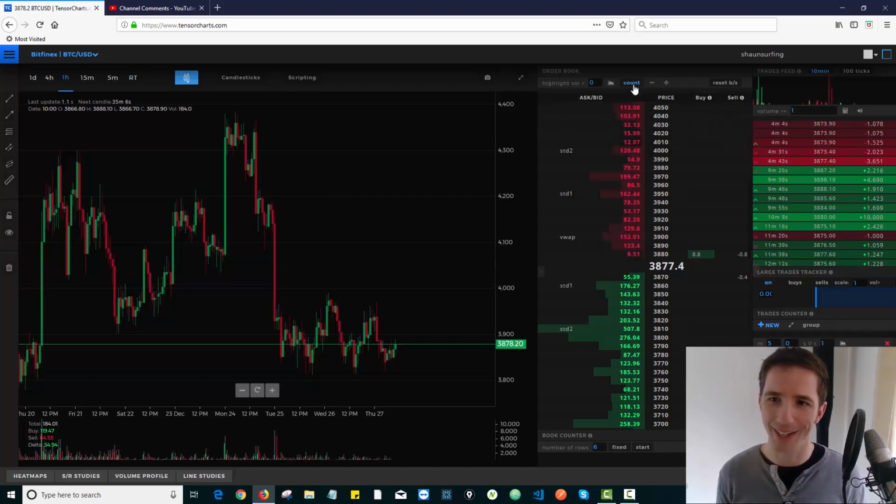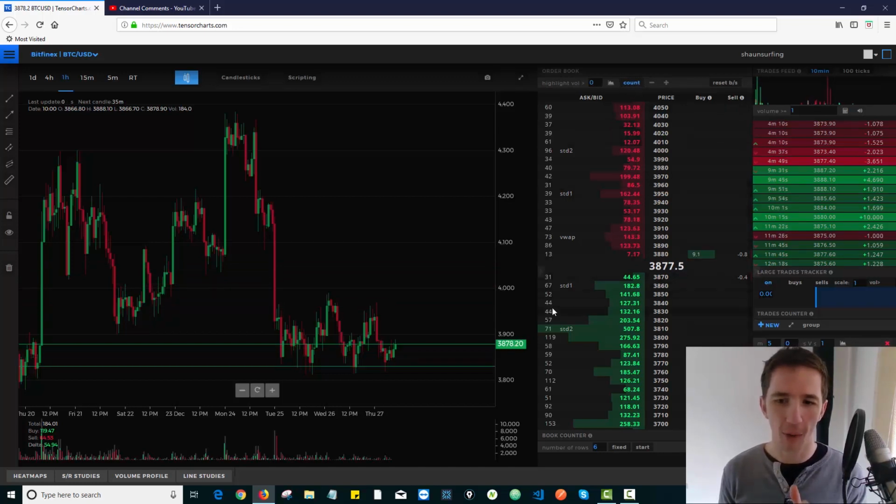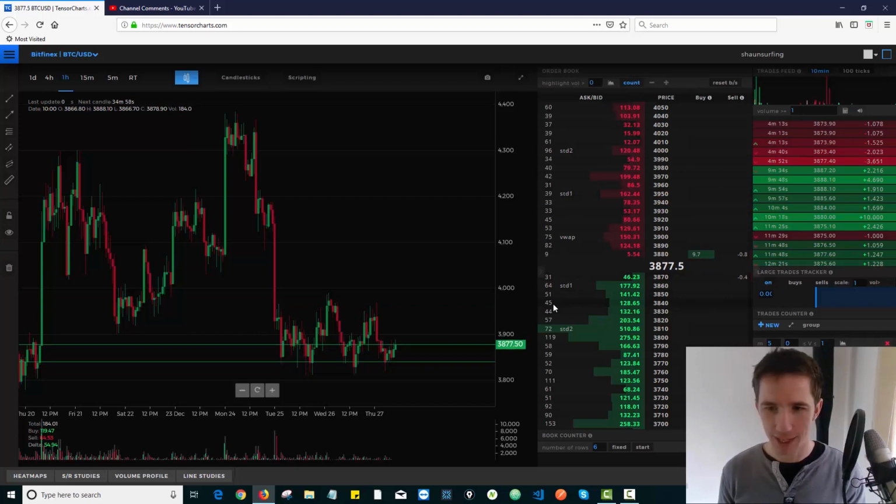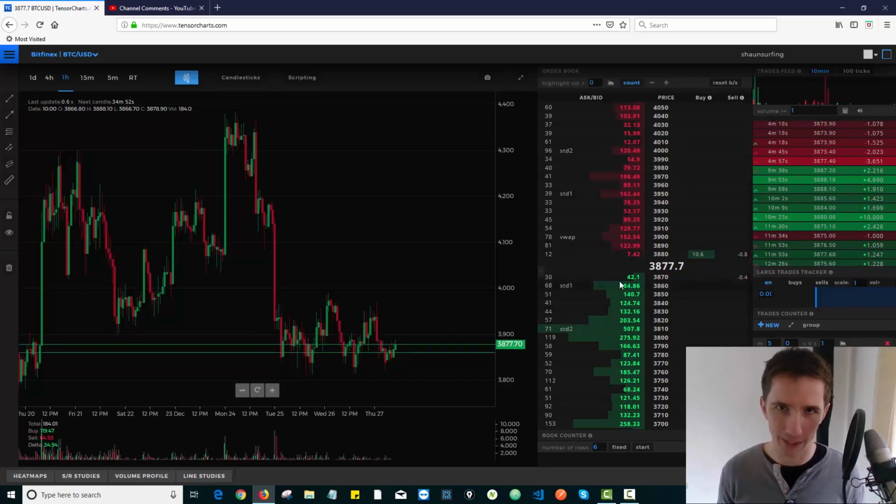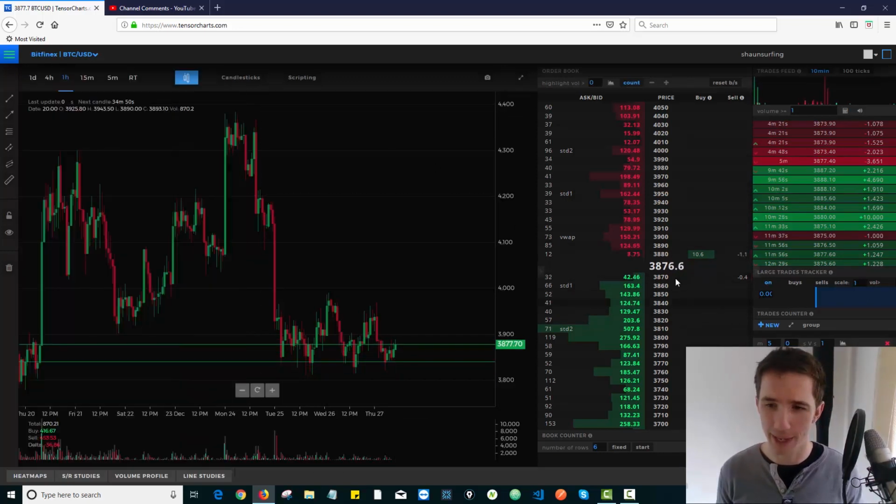So I can go up here and click this little icon that says count. Now check this out. It tells me the number of orders at that level. In other words, it gives me an indication of how many players are there. So not just the size, the amount of Bitcoin. This is Bitcoin to the dollar, by the way. Not just the amount of Bitcoin, but how many players at that level.